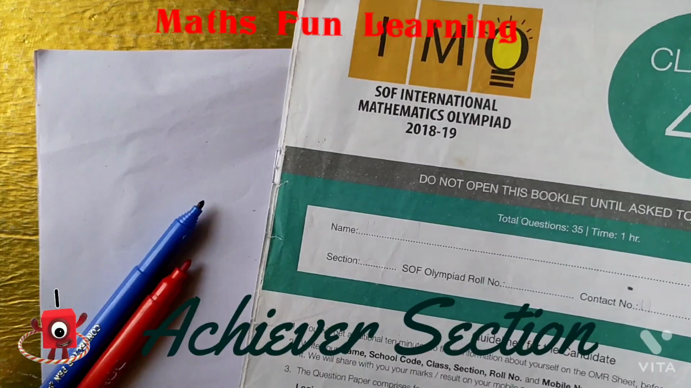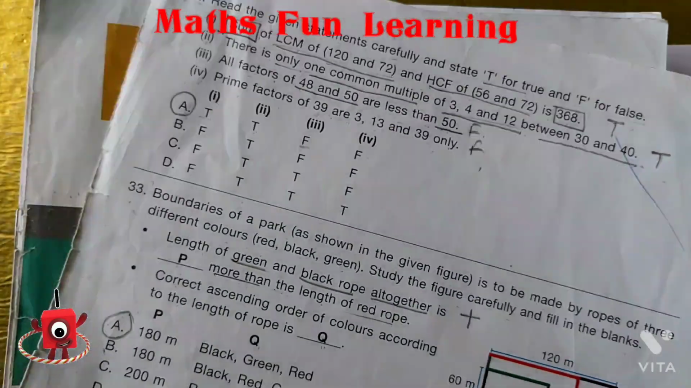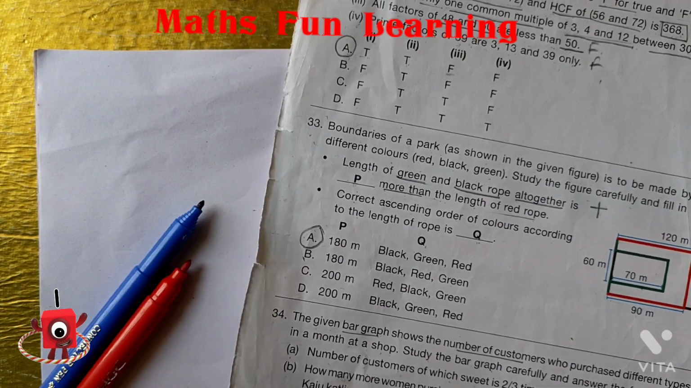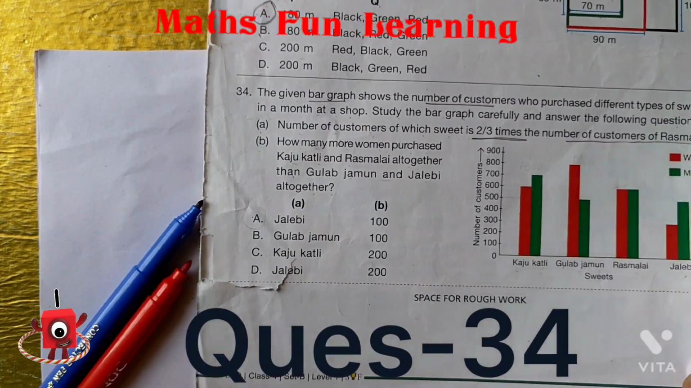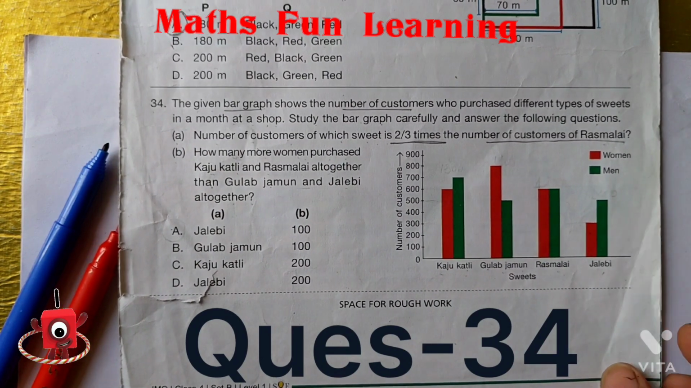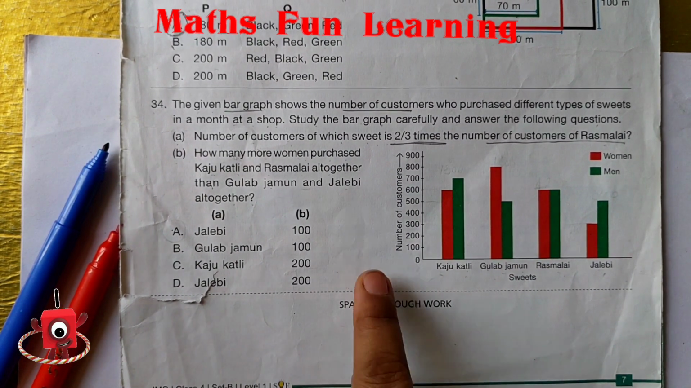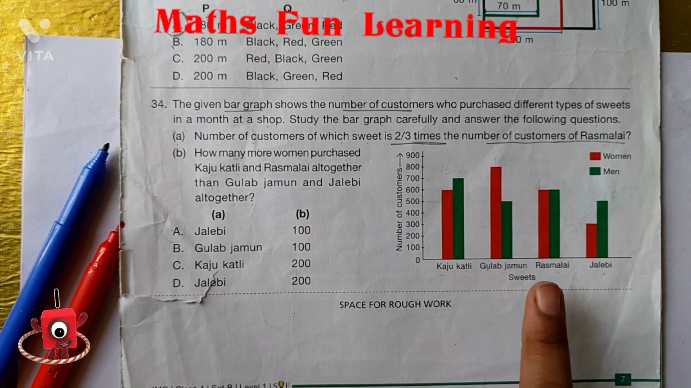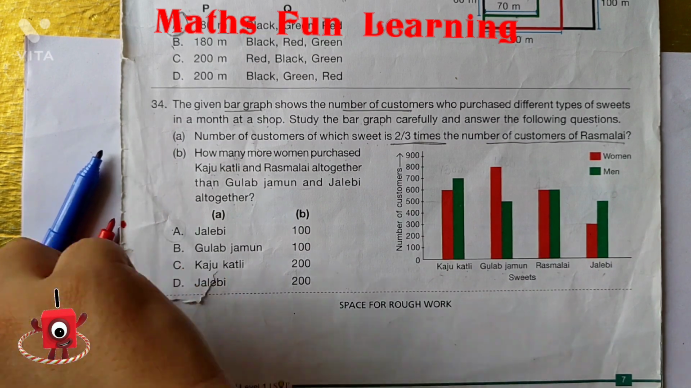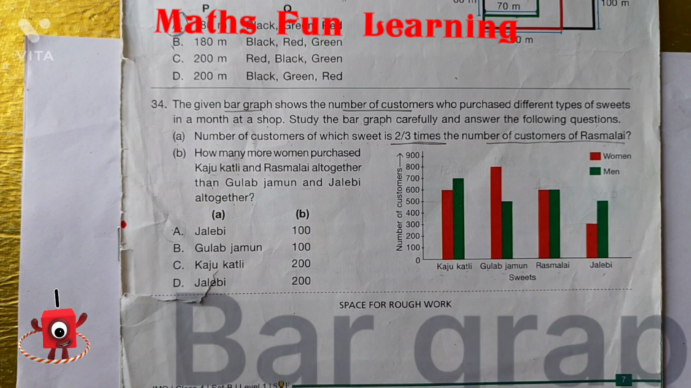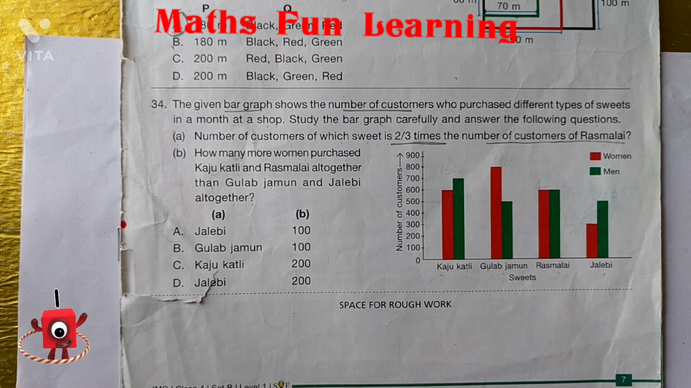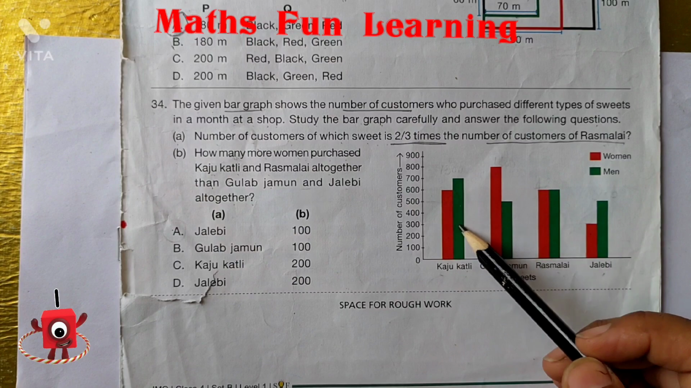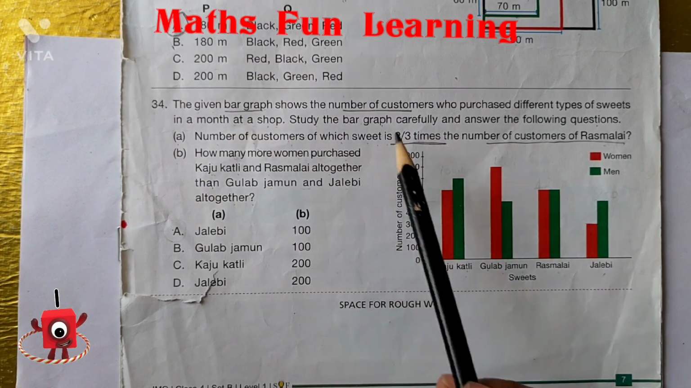So here we are solving the Achievers section. Today in this video we are going to solve question number 34. In this question you can observe there is one beautiful figure, and that figure is a graph. This type of graph is called a bar graph. Why do we call it a bar graph? Because here you can see bars are used. These are called bars. That's why this is called a bar graph.